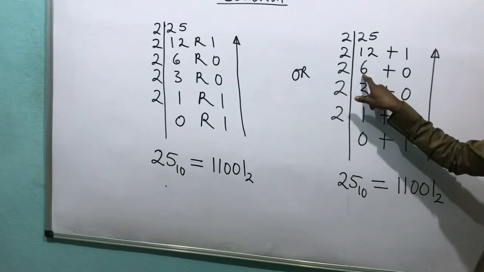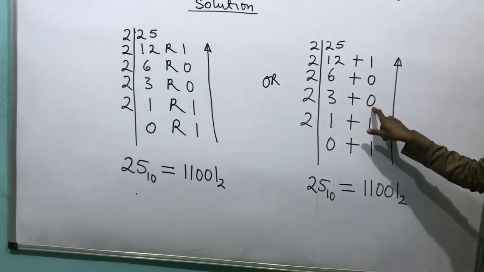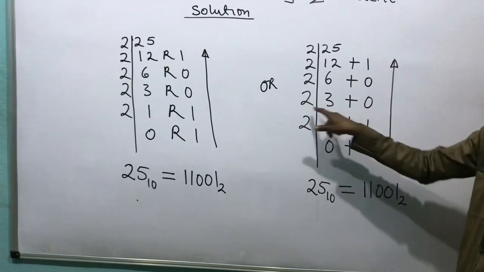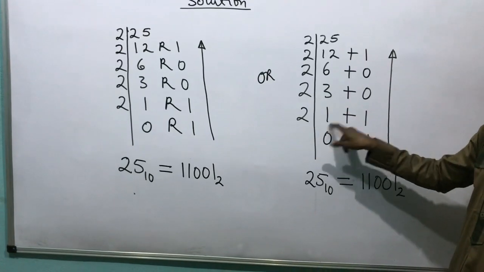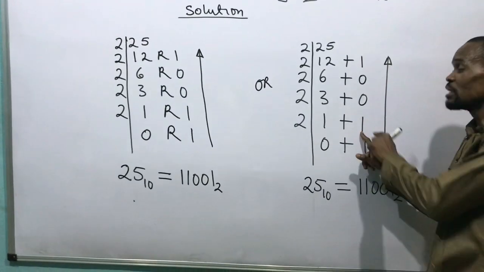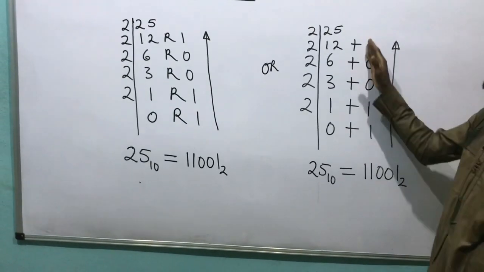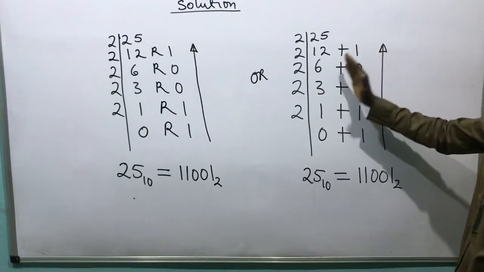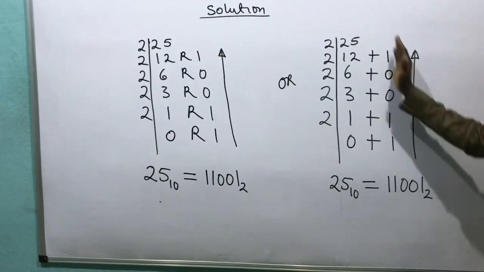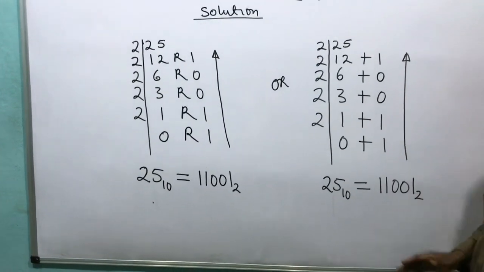Now 2 divided into 6 will give me 3 plus 0, remainder 0. 2 divided into 3 will give me 1, remainder 1. Then 2 divided into 1 will give me 0 plus 1. And these remainders, 1, 1, 0, 0, 1, are the remainder 1, remainder 0. Do you get what I'm saying?